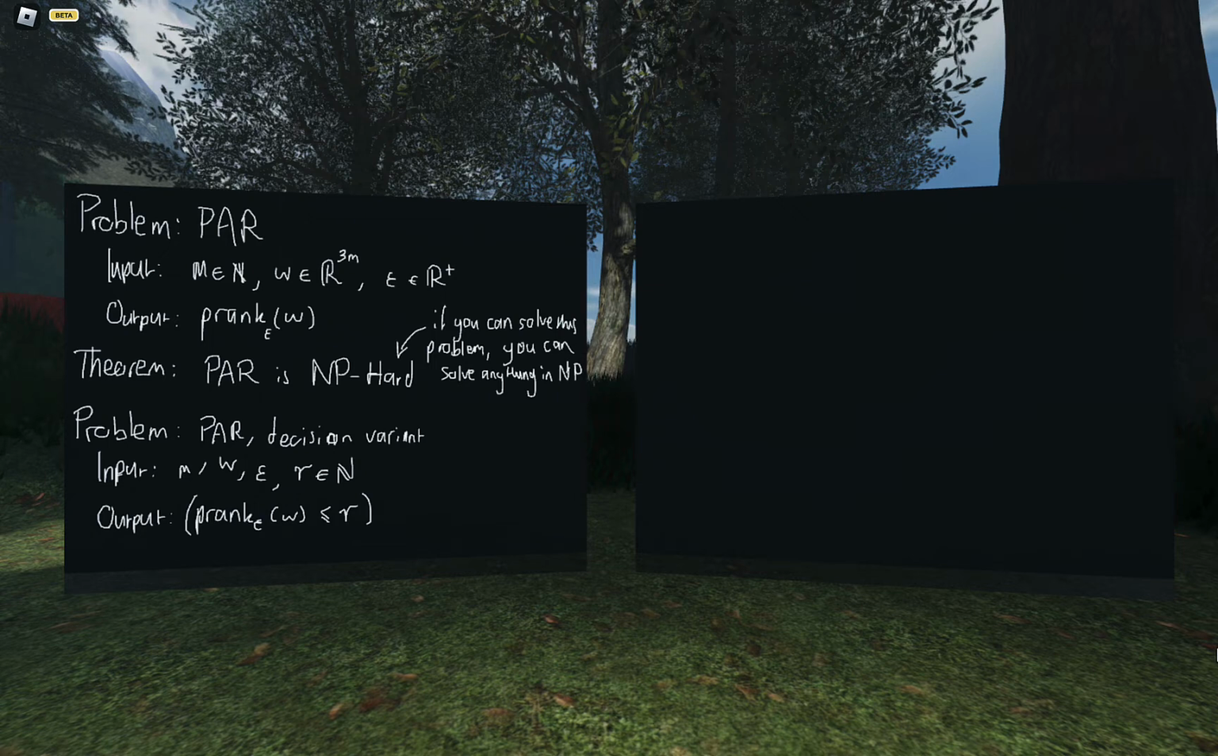So the decision variant is possibly easier than computing the actual parametric approximate rank, because if you compute the parametric approximate rank, you could just compare it to R, and then you could tell me the answer to the decision variant. And so the theorem that I'm actually going to show you is that this problem is NP complete.